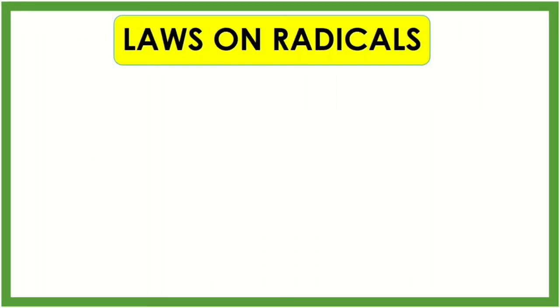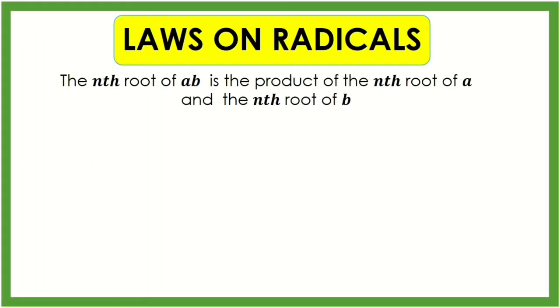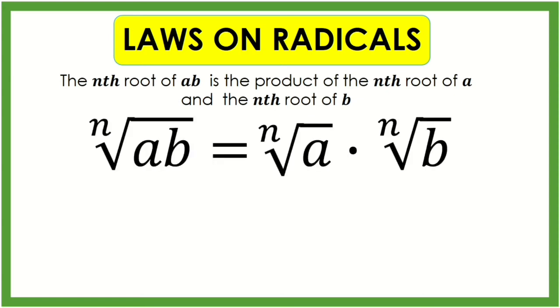Let us have another law on radicals. We have the nth root of AB is the product of the nth root of A and the nth root of B. In symbols, we have the nth root of A times B is equal to the nth root of A times the nth root of B. Okay, so paano na-derive yung ating law?